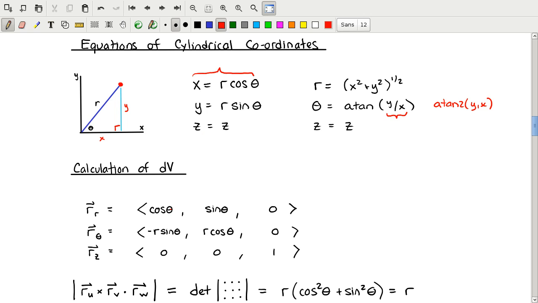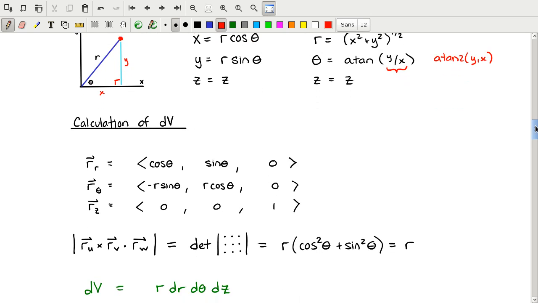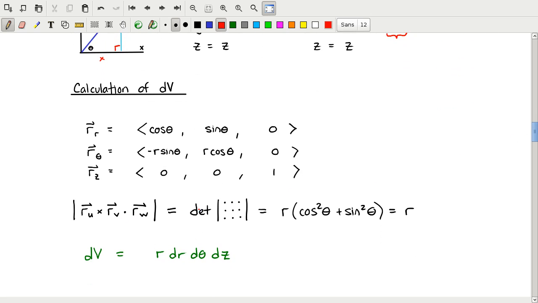We take the r derivative first: cosine theta, sine theta, 0. We take the theta derivative next: negative r sine theta, r cosine theta, 0. And we take the z derivative last: 0, 0, 1. We then calculate the scalar triple product, which is the determinant of this matrix, which is pretty easy to calculate. It's just 1 times this minus that. So r times cosine squared minus negative sine squared, and the cosine squared plus sine squared theta become 1, so we just get r. So dV is just r dr d theta dz.